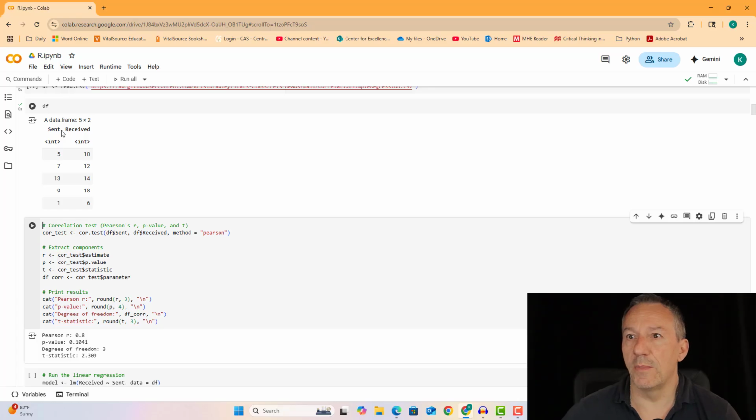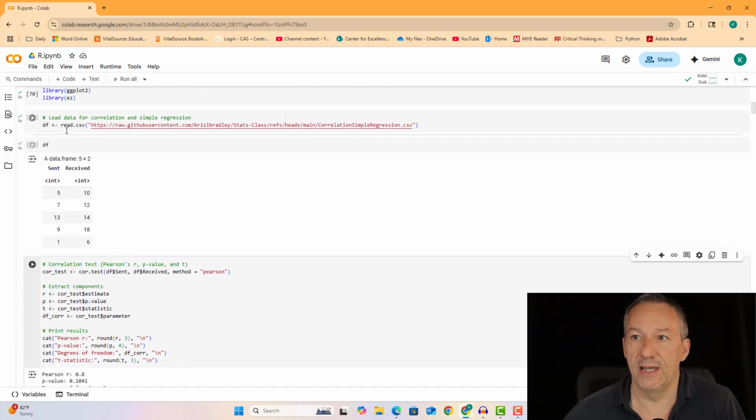We'll see this is from one of the textbooks we use. It was about cards sent and cards received. Is there a correlation between those two things? Somebody sent 5 cards and they received 10 cards. Back to the brief review for this stuff. For correlation, we're looking to see if there's a relationship between 2 variables. In this case, is there a relationship between sent and received?